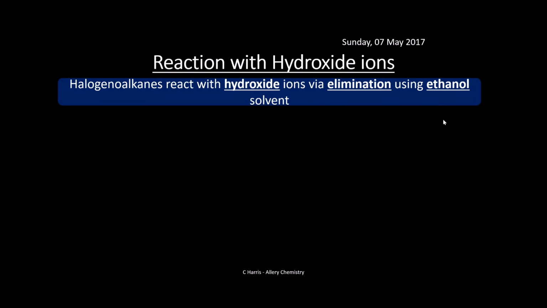Okay, so the reaction with hydroxide ions. So let's have a look at these. So halogenoalkanes react with hydroxide ions via elimination using ethanol solvent. Right, notice the reaction that we looked at before.